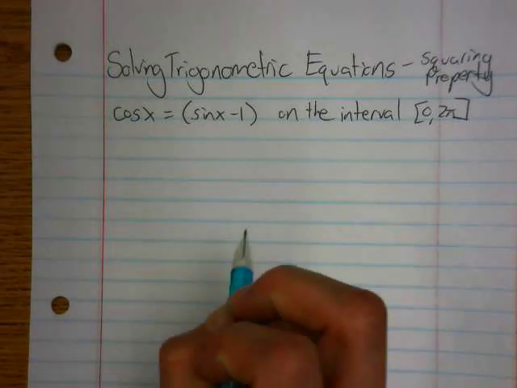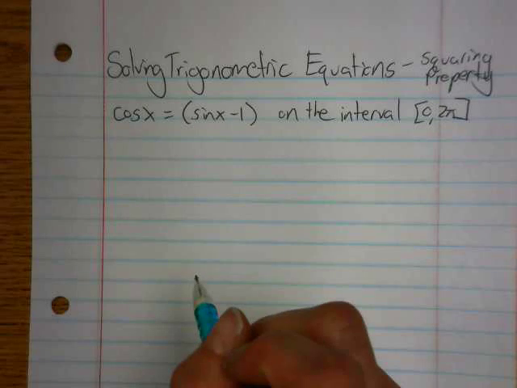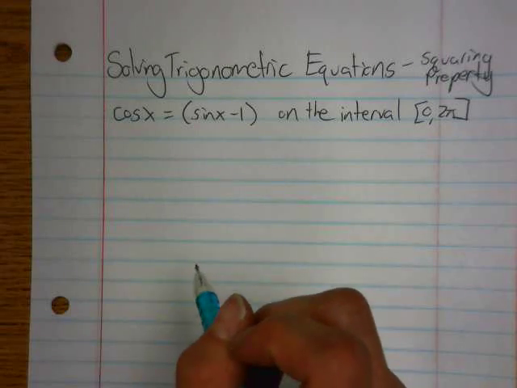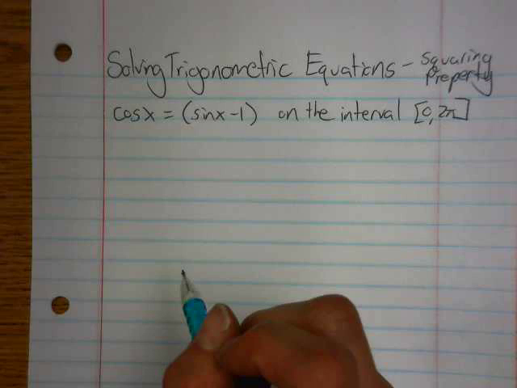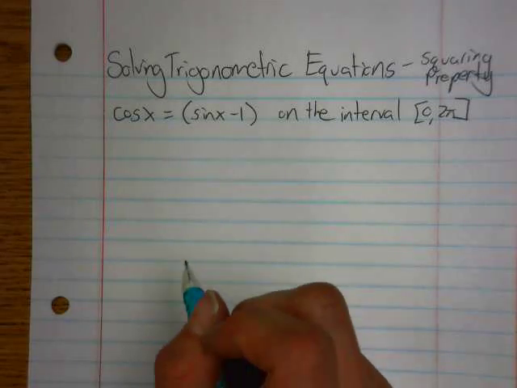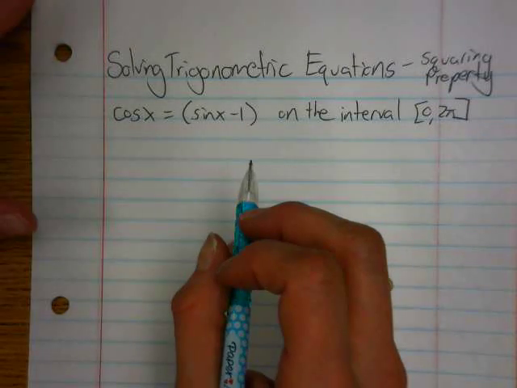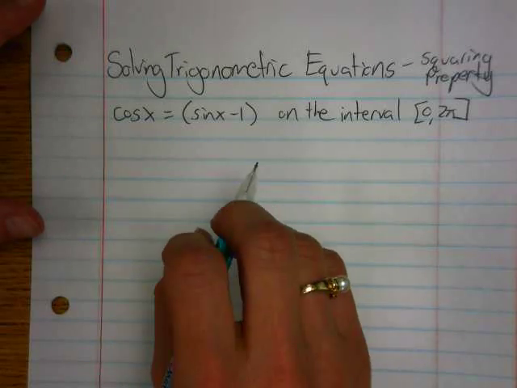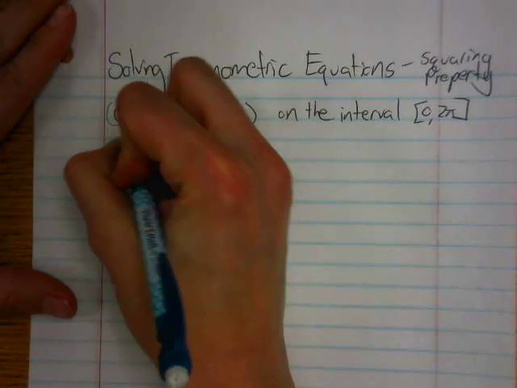So I'm left with the squaring property and squaring both sides to help me out to solve this. Just remember that anytime I square both sides of an equation as a way to solve, when I get my solutions at the end, I have to check for extraneous solutions that may have been produced. So I'm going to square both sides.